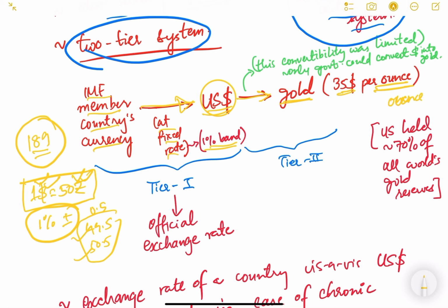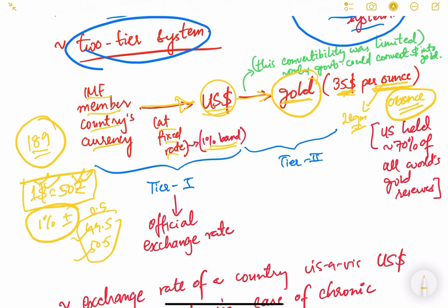So an ounce is a measure of weight, of mass. Basically, if I'm not wrong, 1 ounce is equal to 28 grams something. Okay, so the US dollar was exchangeable with gold at a fixed price, $35 per ounce.